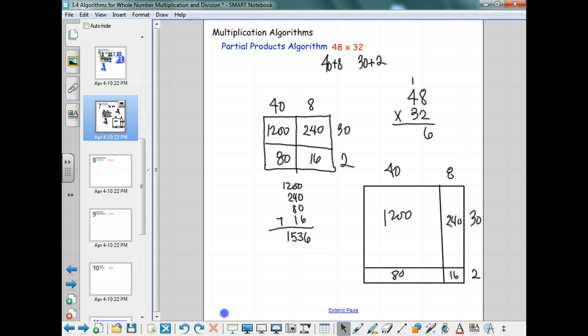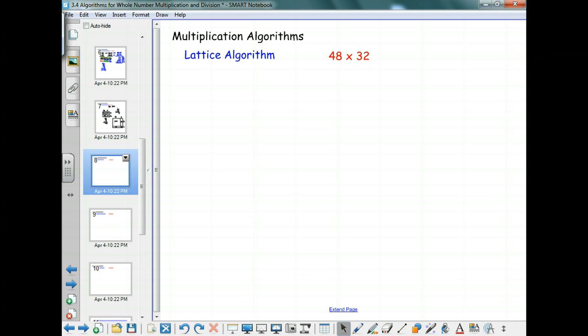Okay, you guys ready for another one? All right, so who's taking contemporary math? Okay, you have. You may recognize this one.